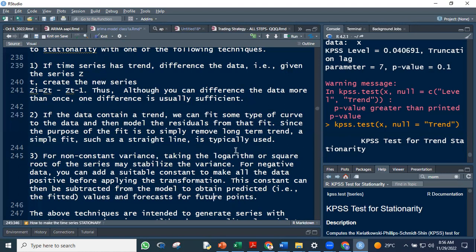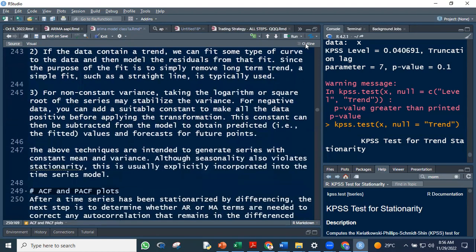For non-constant variance, what we can do is take the log or the square root of the series. However, if our data has negative values, we cannot take the log, because you cannot take the log of a negative. So what we do is add a certain constant first. For example, if the smallest negative value is -1, we can add 1.1 to all of them. Okay, so let me illustrate that.